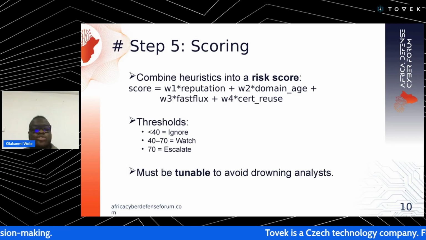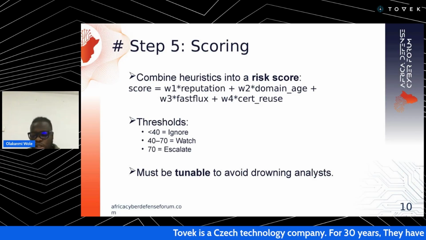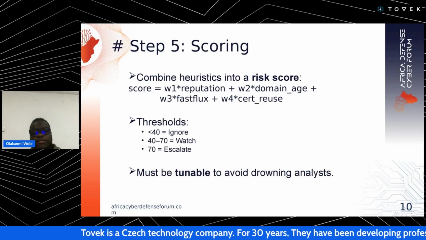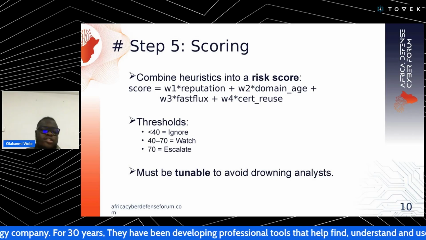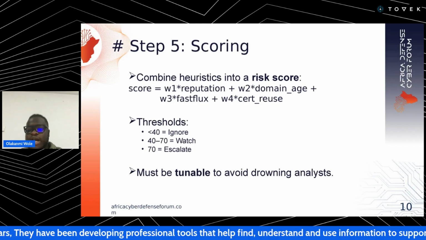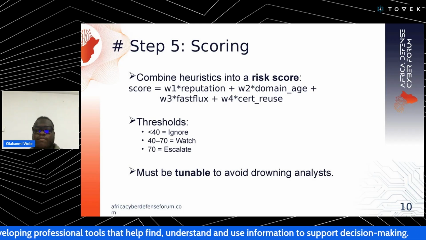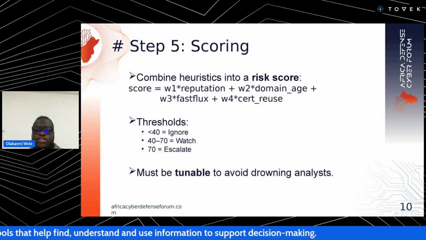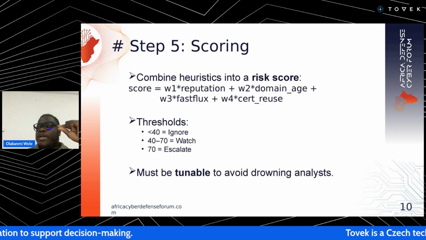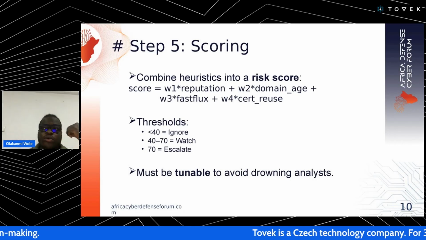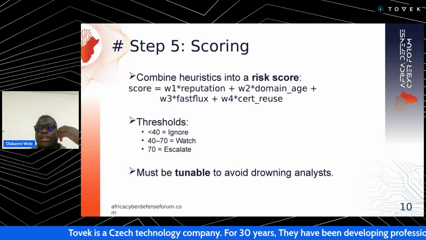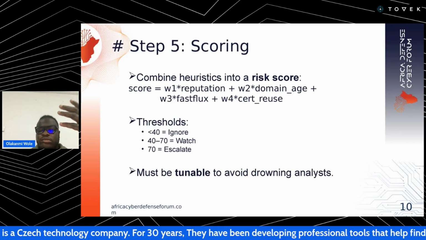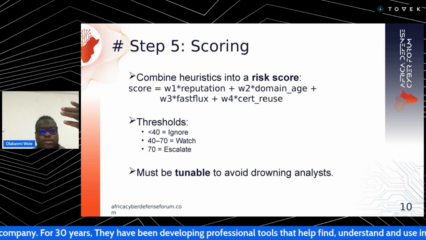Then we talk about scoring itself. We've finally identified an infrastructure, and we need to be able to give it a risk score. This is the part where a lot of people could get it wrong. When you're scoring, context comes into play. Say for this feed I'm building, what matters most to me?